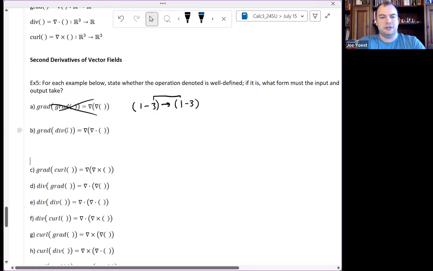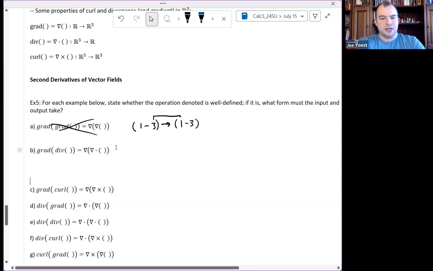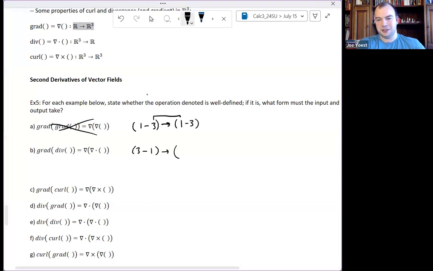Can I take the gradient of a divergence? Well, divergence takes a vector field as input and yields a scalar function, right? The sum of the three partials. What am I trying to plug that into? I'm trying to plug that into the gradient, which wants to take a scalar function and make a vector field. The inner dimensions actually do match. My divergence gives as output a scalar function, and that's what the gradient wants to take as input. That works. So this actually is valid.